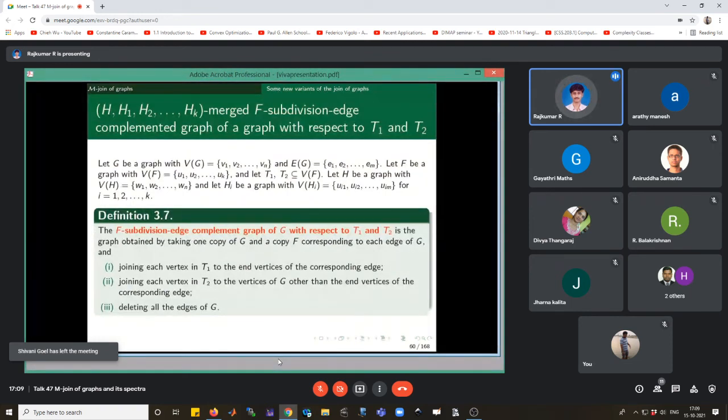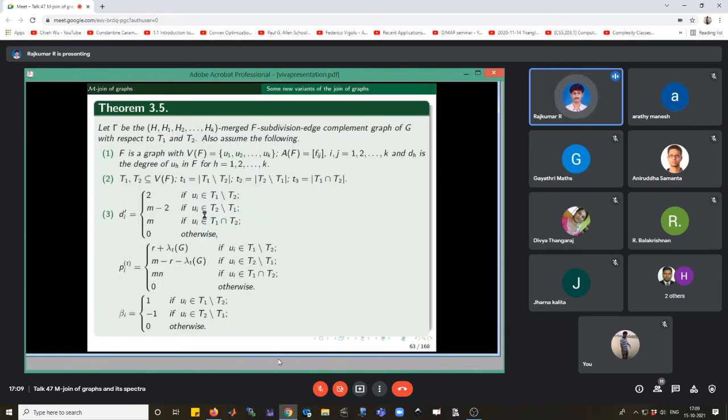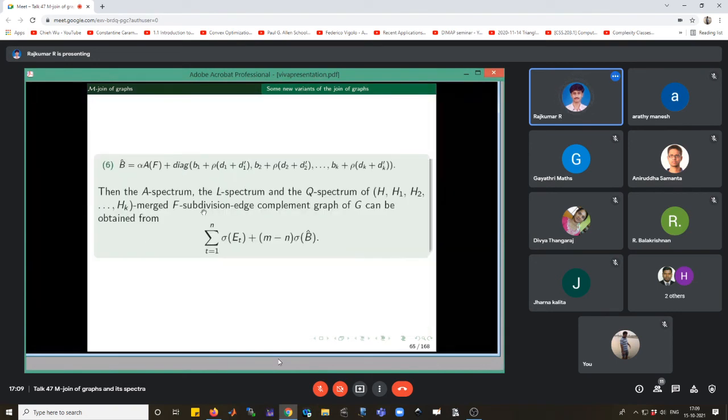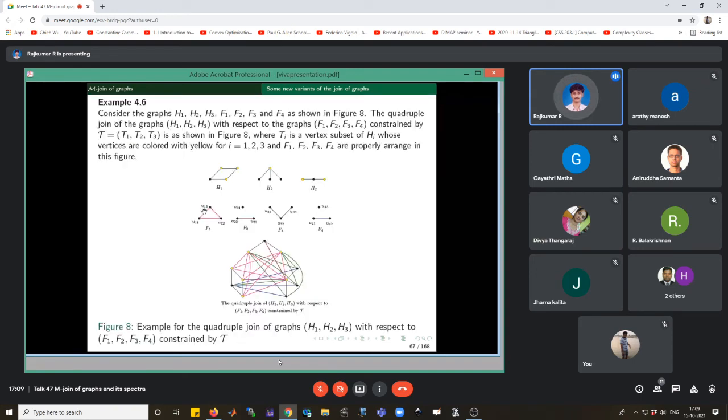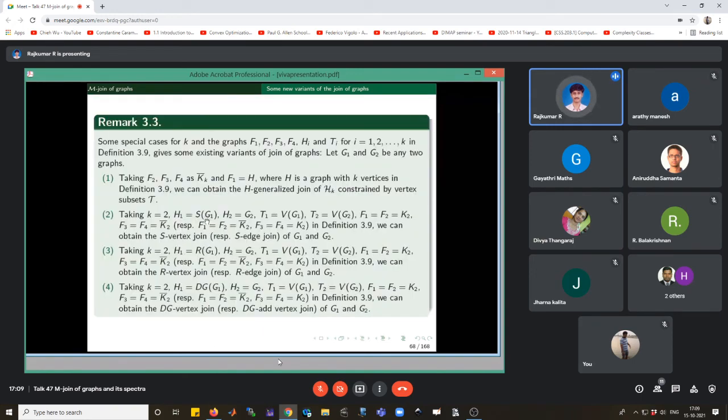So this is the generalization of the H1 H2 matrix subdivision graph. So we define four types of new families of join of graphs, in which this H1 H2 matrix subdivision graph is a particular family. These are also a special type of join of graphs. Maybe you can see in that particular paper, quadruple join, all these things.